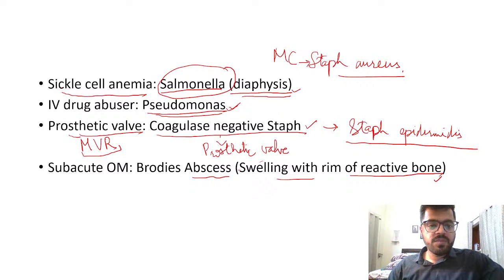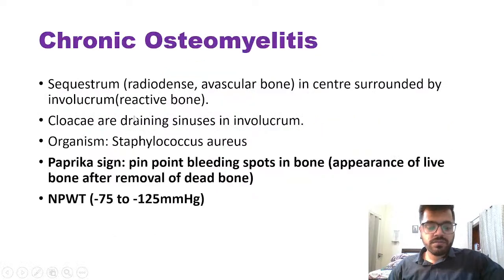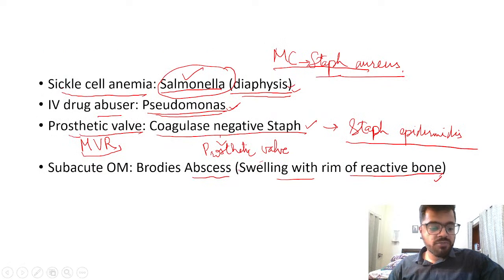So in sickle cell anemia, the most common organism is still Staph aureus, but if the question says diaphysis, then we have to go for Salmonella. In IV drug abusers, it is Pseudomonas. In prosthetic valve replacement patients, it is coagulase negative staph. Subacute osteomyelitis is also called Brodie's abscess. There is swelling with a rim of reactive bone formation. There will be a radiolucent swelling, and around that there will be radiodense reactive bone formation.